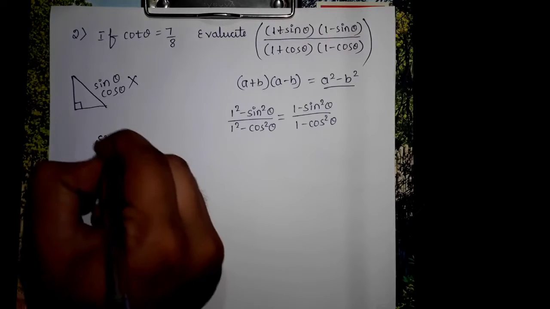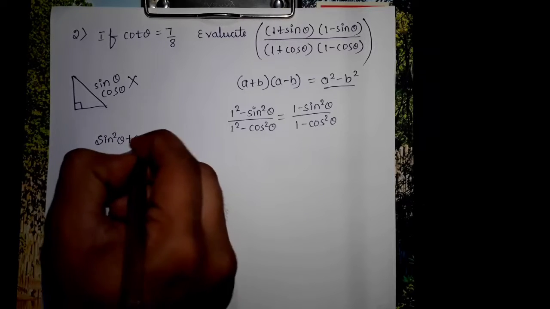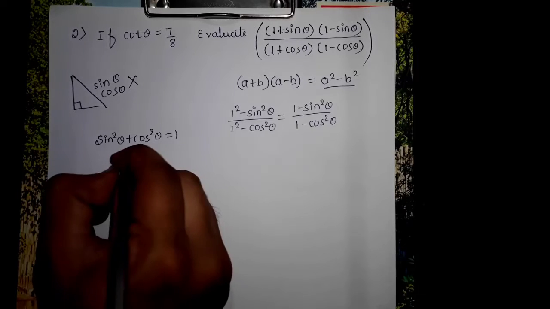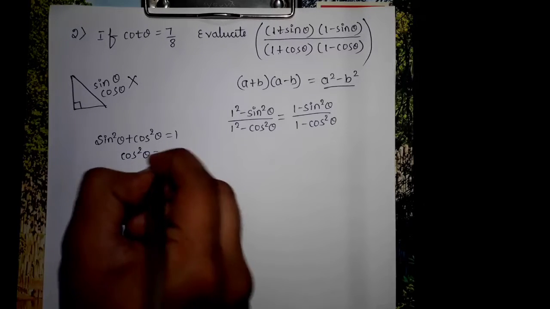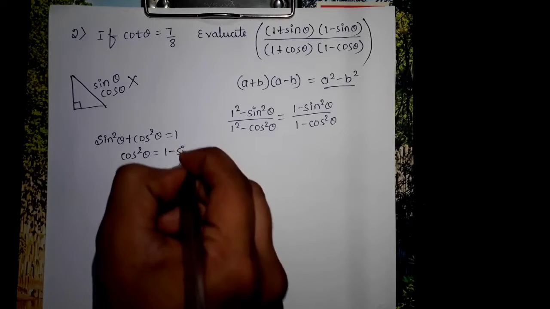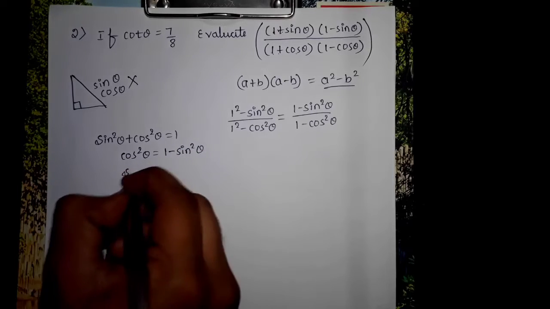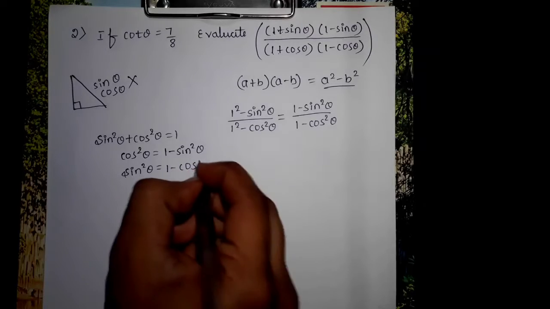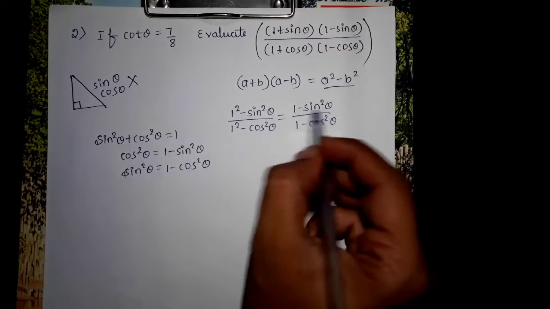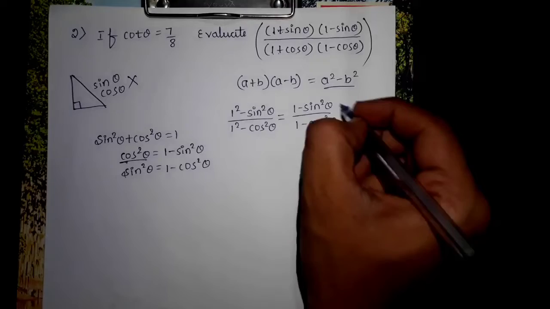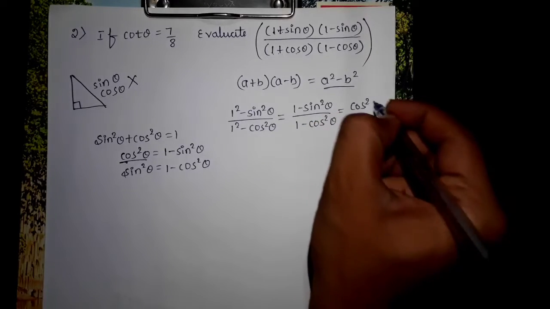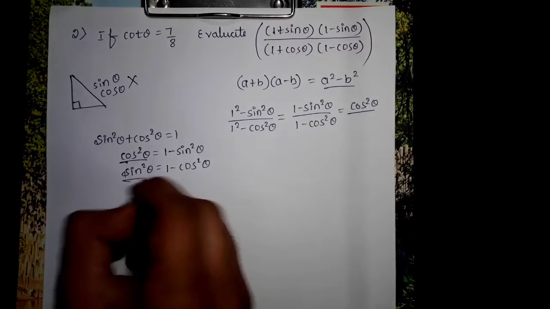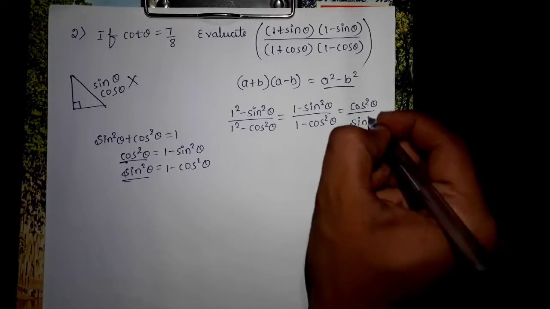From first identity we know that sin square theta plus cos square theta is equal to 1. Then what is 1 minus sin square theta? It is cos square theta. That is cos square theta equal to 1 minus sin square theta. Similarly, from first identity only, sin square theta is equal to 1 minus cos square theta. In place of 1 minus sin square theta, we have to substitute cos square theta. Similarly, in place of 1 minus cos square theta, we have to substitute sin square theta.